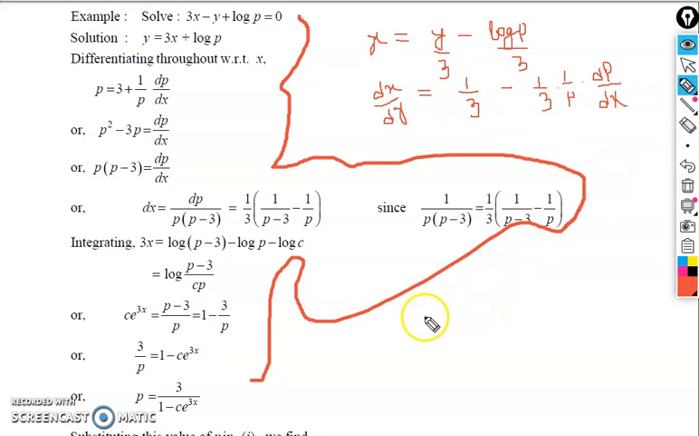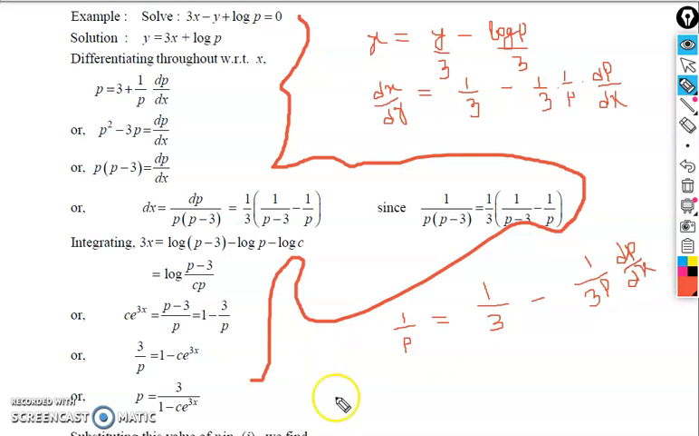The next step, if you can remember, we can write this as 1/p equals 1/3 minus 1/(3p) dp/dx.